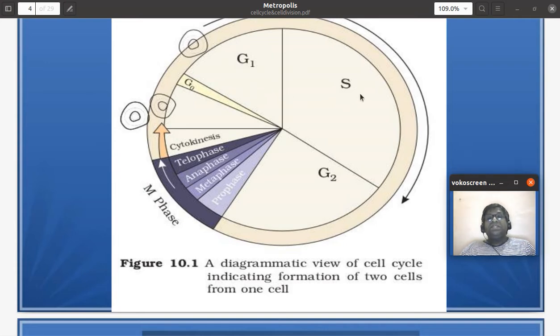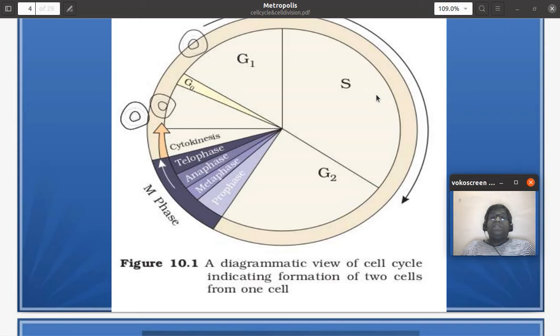S phase, or synthesis phase, as the name indicates, is where the DNA doubles up. The DNA material doubles up. That is, it undergoes replication to form two identical copies. But the number of chromosomes remains the same. The number of chromosomes is not going to double up. Only the DNA content is doubled. All these are for the cell division to take place. These are preparation stages. So in the synthesis phase, there is replication of DNA and doubling of the DNA material, but the chromosome number remains the same. They do not double up. That you have to remember.